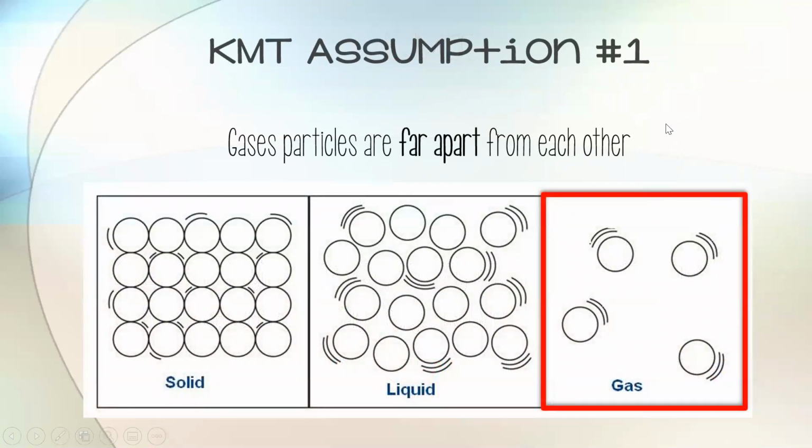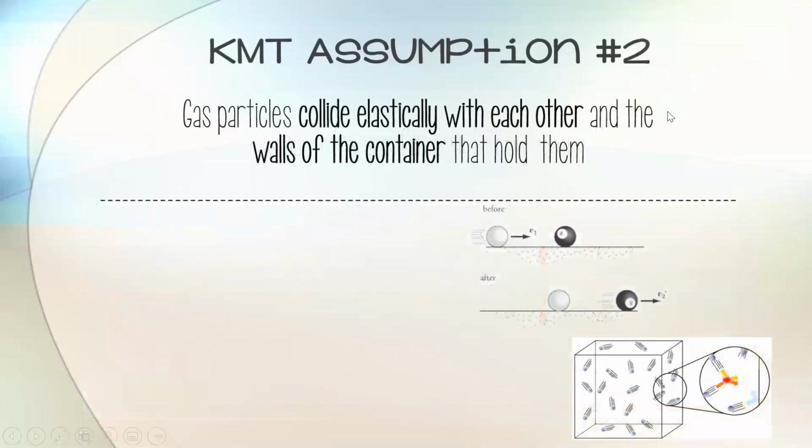Assumption number one under the kinetic molecular theory is that gas particles are very far apart from each other. Realistically, that's not always the case given specific situations, but ideally, they're all far apart. Assumption number two is that gas particles collide elastically with each other, and they will also collide elastically with whatever walls are containing them. A wall could be like a beaker, a stoppered flask, or it could just be the ground, the atmosphere, the layers, things like that. So container is a very vague word in our case.